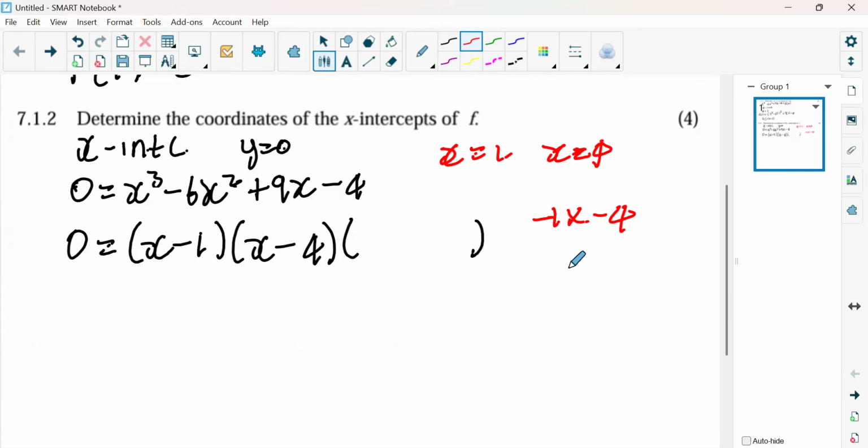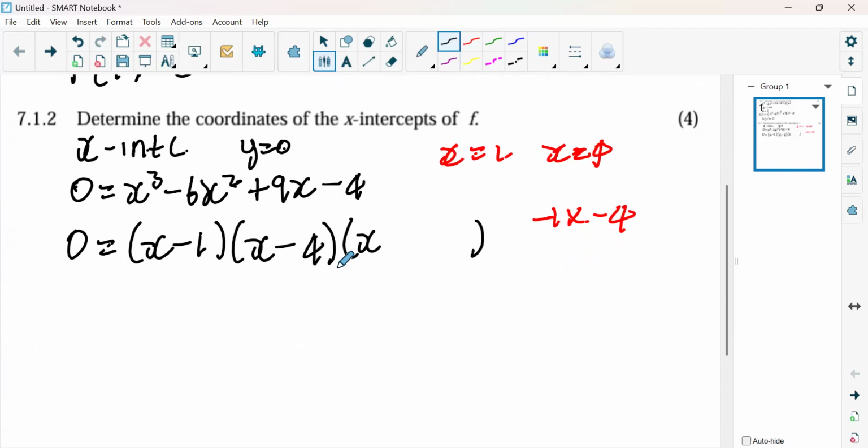Remember, we have x minus 1. That is the first factor. Second factor is x minus 4. That is the second factor. Now, we don't know the third one. We're going to get the third one. How do you get the third one? We know that x multiplied by x is going to give me x cubed. That one is fine.